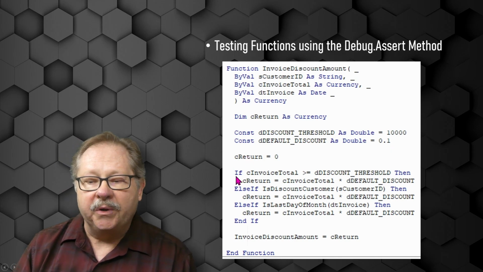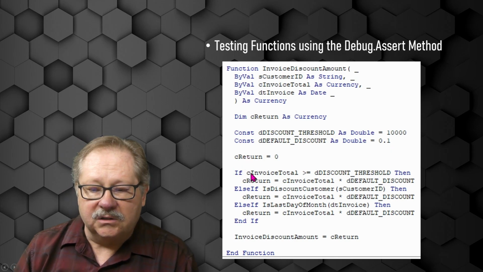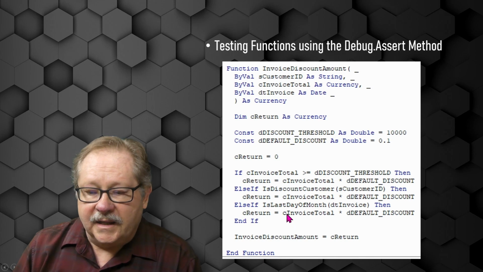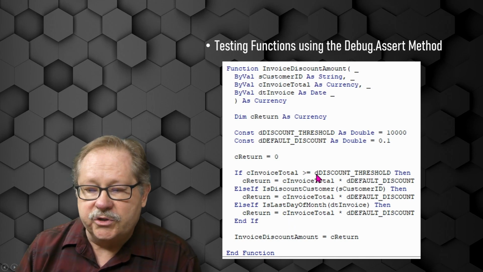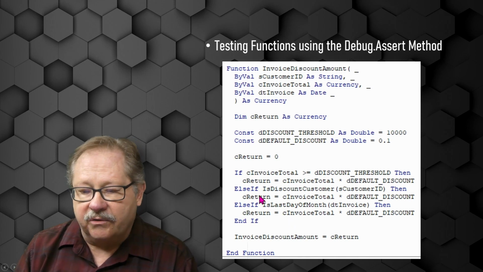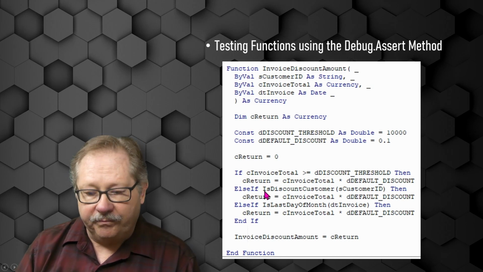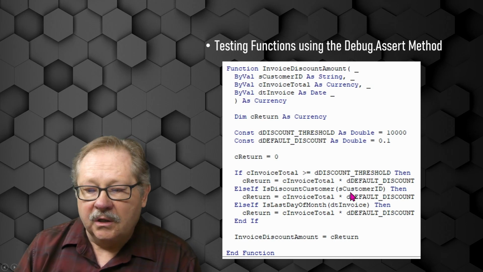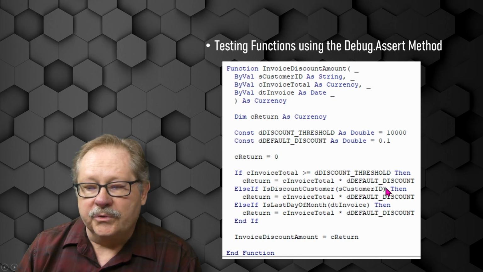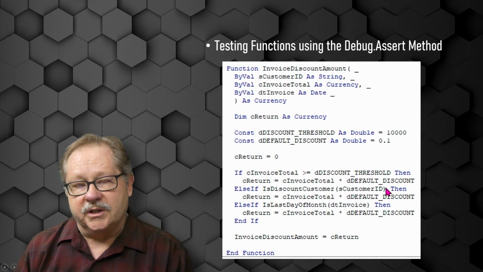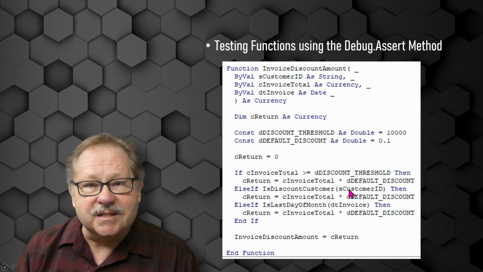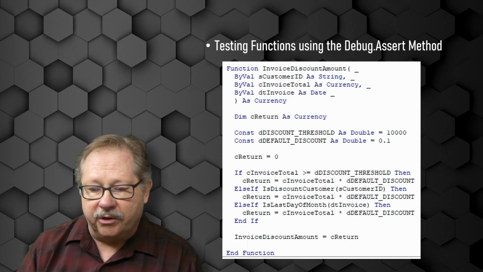So here we have the If Then Else type of layout saying if invoice total is greater than or equal to this, get a discount. Okay, fine. If IsDiscountCustomer, notice this is a function, and we're sending the customer ID to another function to determine if that's a discount customer. And we'll show you that function here in a minute.